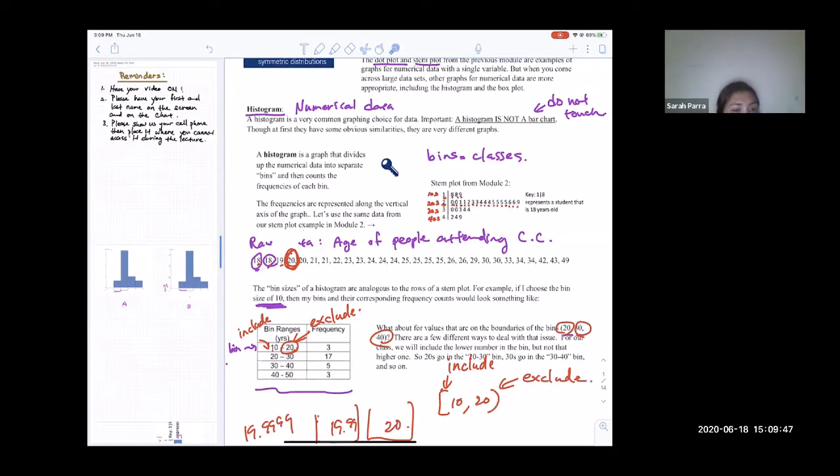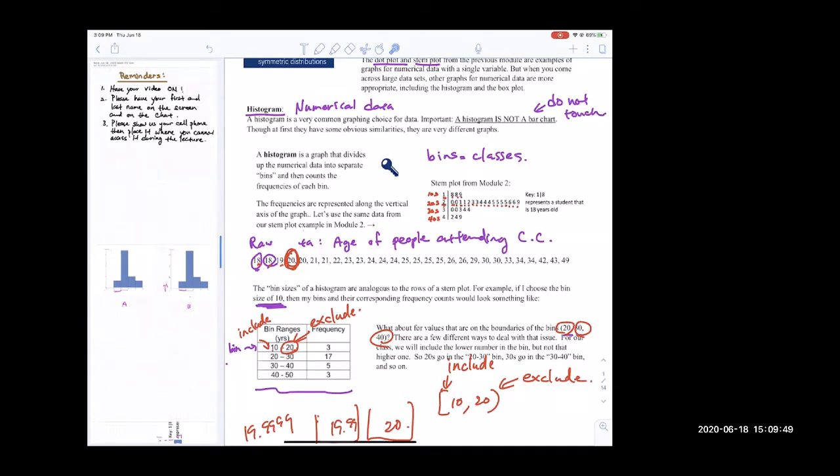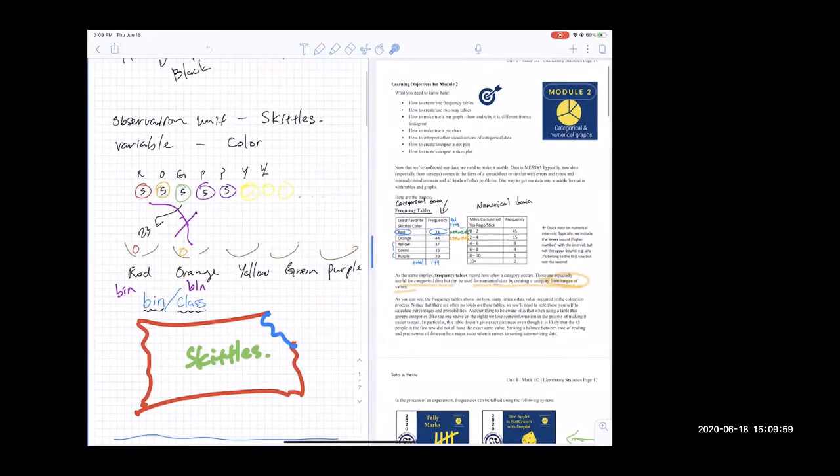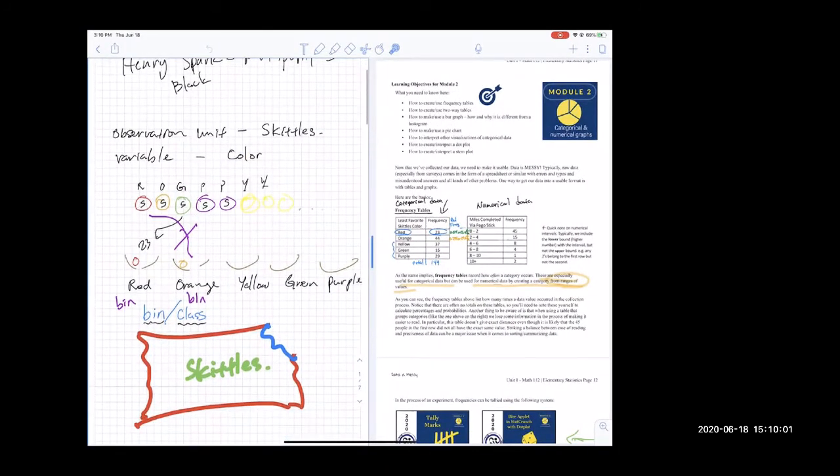Right. So you should have watched the lecture, or if you haven't watched it, go back and watch the recording, because yesterday what we went over is how to organize what we call categorical data. Categorical data is very, very easy to organize.